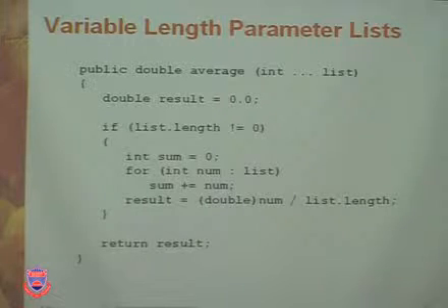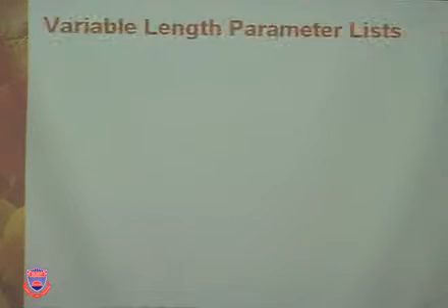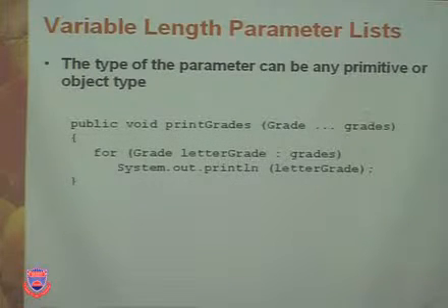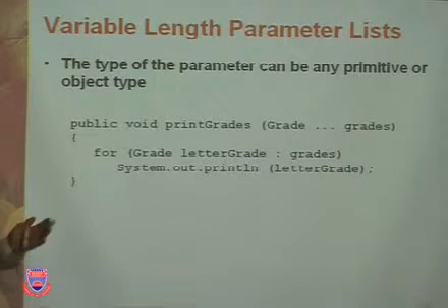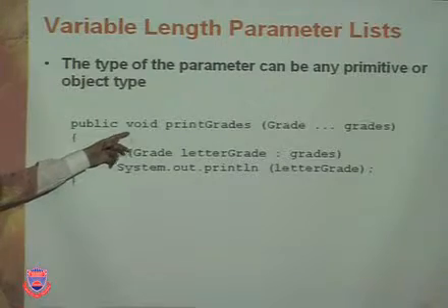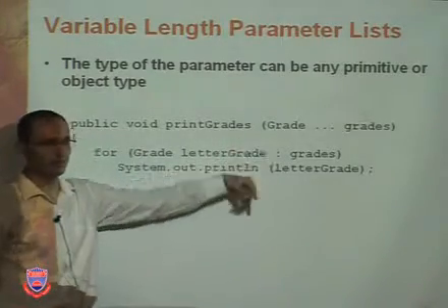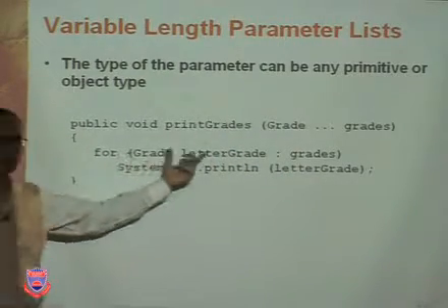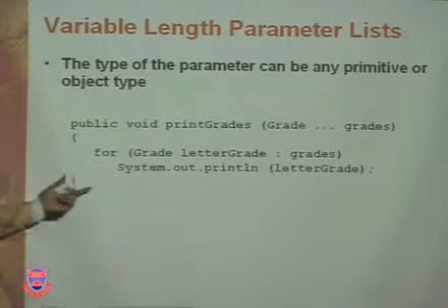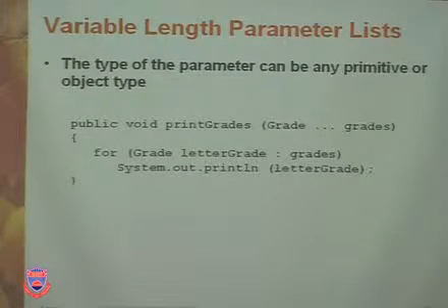Okay? So this is the variable length arguments that you can use in your implementation. Instead of integers, you could also use grade objects, any kind of objects for that matter. So in this case, you have public void printGrades. You have a variable number of grades, which is passed as a list again, as an array. And for each grade, you can print the corresponding letter grade from the grades array, and it will just print one grade after the other.